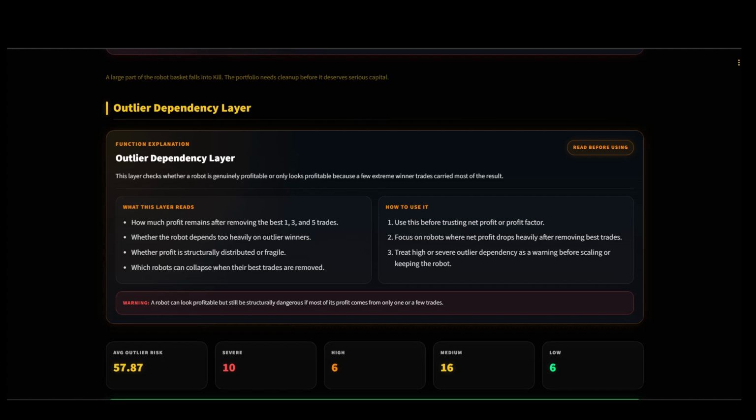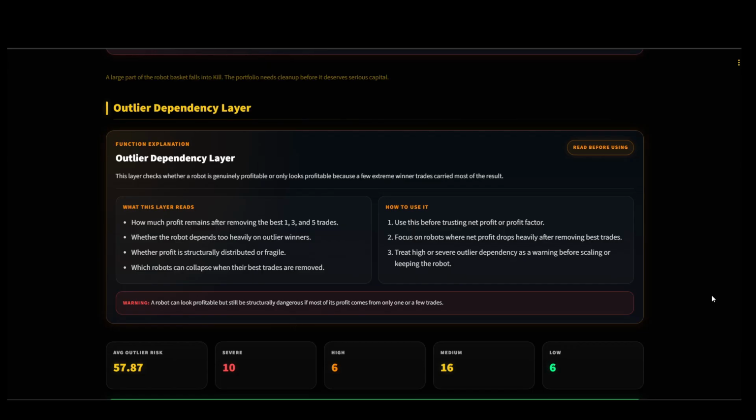So now we are no longer asking, was the robot profitable? We are asking, does the robot still survive after removing the strongest winners? And this is where things can become very dangerous very quickly. You can already see the first structural read. The average outlier risk inside the portfolio is 57.87. 10 robots fall into severe dependency, 6 robots into high dependency, 16 into medium dependency, and only 6 robots remain in the low-risk category. So already here, the tool is telling us that a large part of the portfolio depends heavily on a small number of trades.